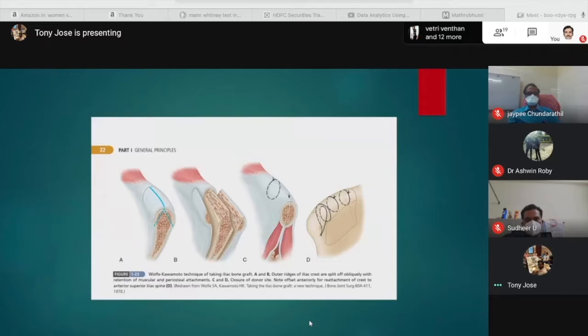This is the photograph showing the Wolf Kawamoto technique of taking iliac bone graft. In figures A and B, the outer edges of the iliac crest are split off obliquely with the retention of the muscular and periosteal attachments. And C and D show the closure of the wound after taking the bone graft.